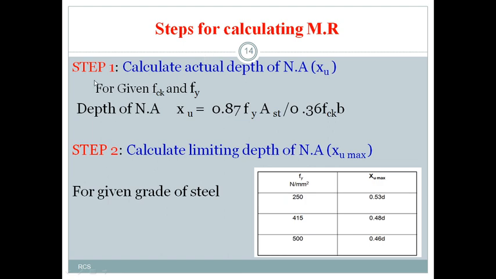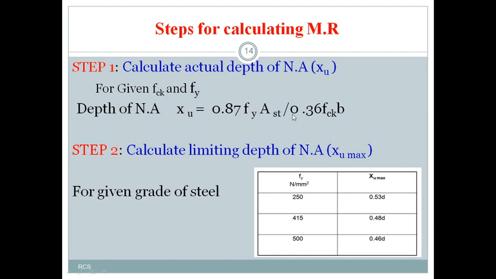The first step for calculating the moment of resistance is the calculation of the actual depth of neutral axis. You know the actual depth of neutral axis can be calculated by equating the total compressive forces and total tensile forces acting on the beam. That is, for a given grade of concrete, given grade of steel and area of steel provided, we can calculate the depth of neutral axis. That is, the actual depth of neutral axis XU is equal to 0.87 Fy AST by 0.36 FCK into B. Right?